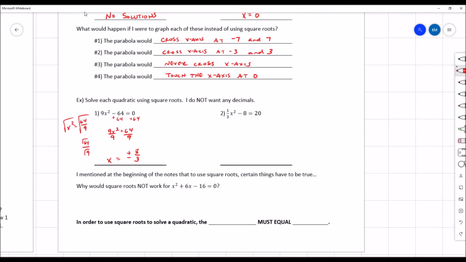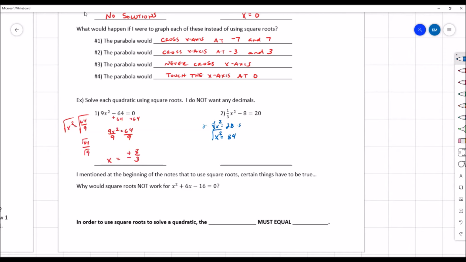Number 2, solving for x in this situation. Our first step is going to be to add 8 to both sides. So we have 1/3 x squared equals 28. And then to get x squared all the way by itself, we'll multiply both sides by 3. That's how we inverse operate, get rid of 1/3, right? And so when we do that, we get x squared equals 84.